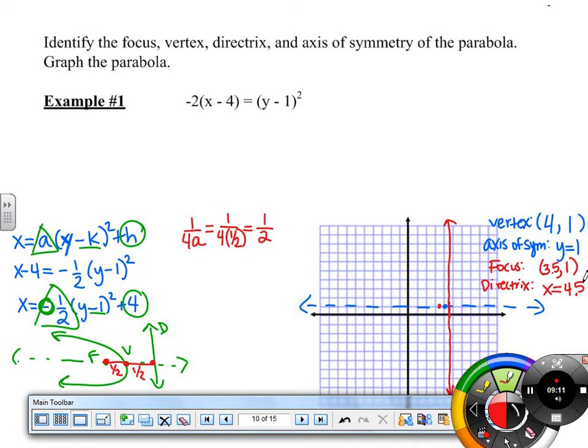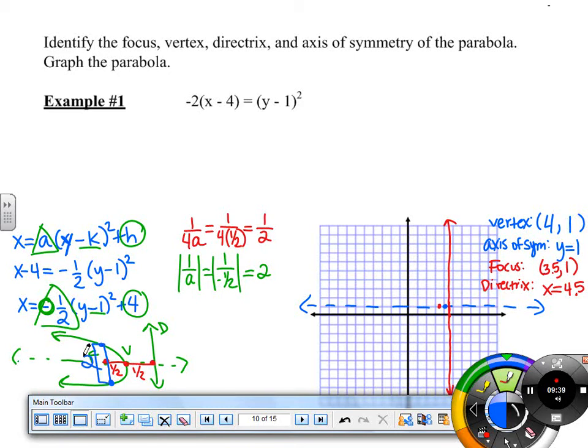Now I just need to fill in how wide my parabola should be, and I'm going to do that by using the latus rectum. So remember, the latus rectum calculation was 1/a. So in this case, 1 divided by 1/2, which gives me 2. So this means that there is a segment that if I connected from one point on the parabola to another, its total length should be 2 units.